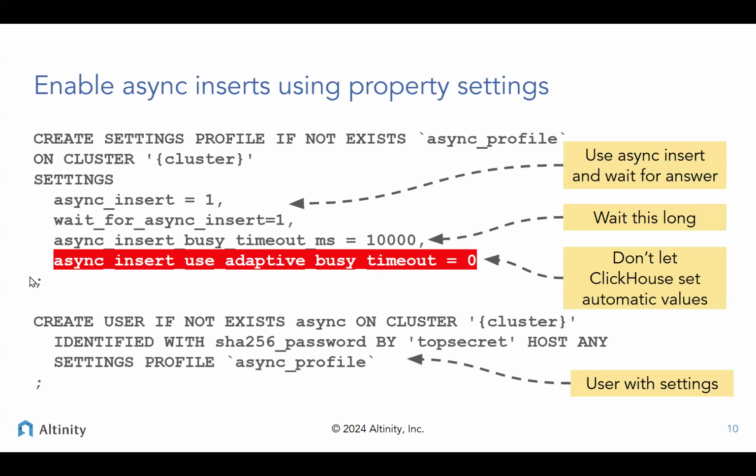And then finally, and this is really important, there's a new setting. If you use async inserts, there's a new setting in ClickHouse, I think as of like 24.3 something. 24.3, yeah. Thank you. I thought that's what it was.